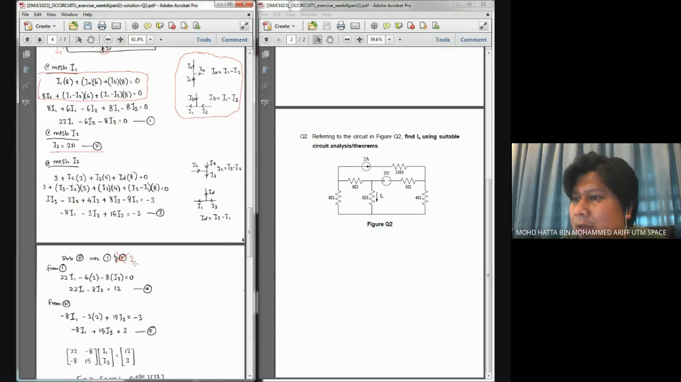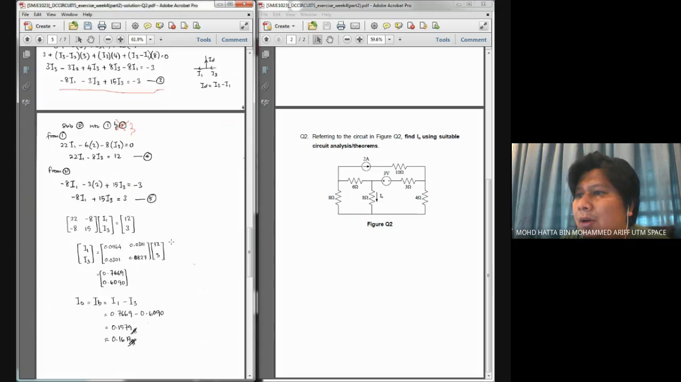This is the third equation. And if you look here, I substitute equation number 2, I2 equals 2, into this equation and also into this equation. And I will end up with equation number 4 and equation number 5. The easiest way for me to solve it is by using inverse matrix, because I'm using MATLAB, so it's easier to do my calculation in MATLAB.